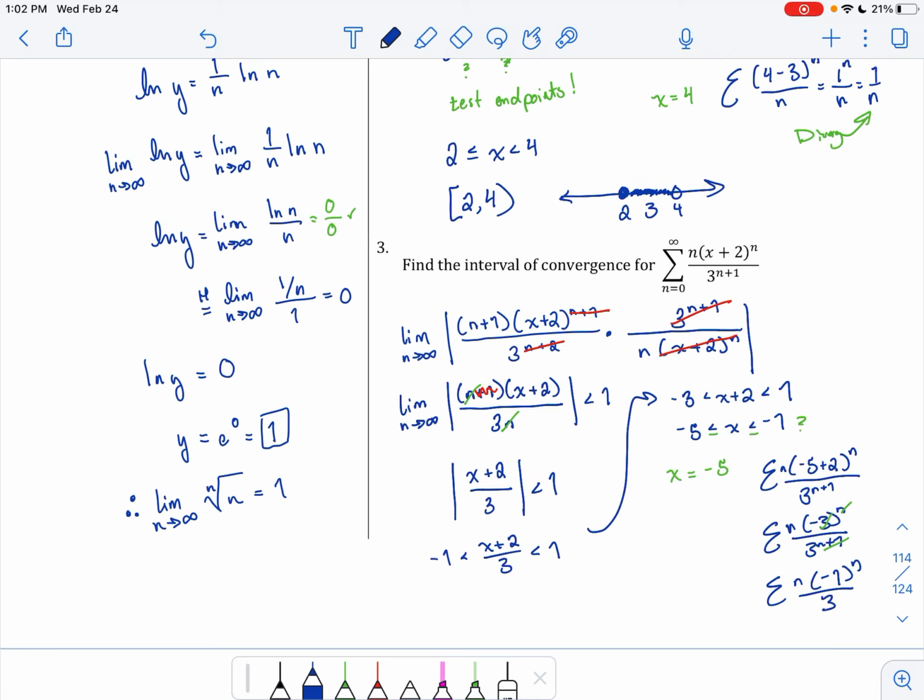Which is alternating, but it's still going to have the n in the numerator, so each term is getting bigger. So that will diverge. And I'm going to erase just to make a little space for myself here. So when I plug in negative 5, it diverges. What about when I plug in 1?